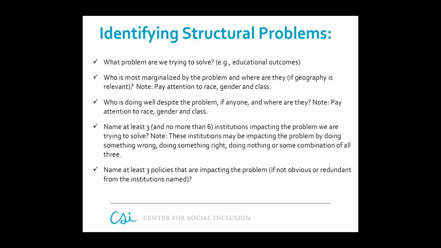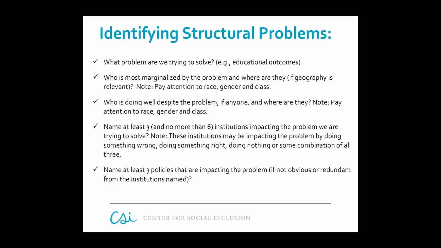This next slide is about 5 different questions. It's a tool that you can use to begin identifying the structural problems that are getting at the root cause of inequity in your community. So the first question we might ask is, what is the problem we're trying to solve? We'll then want to know who is most marginalized by the problem and where they're located geographically, and also to really pay attention to race, gender, and class. And we'll also want to ask ourselves who is doing well despite the problem, and where are they located, thinking specifically about race, gender, and class.